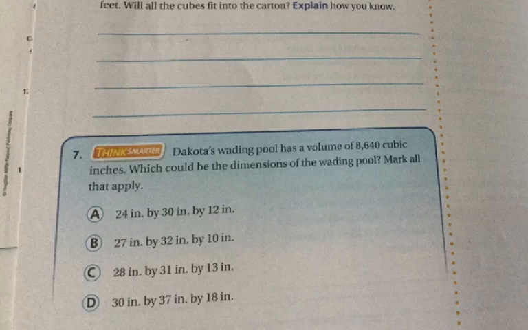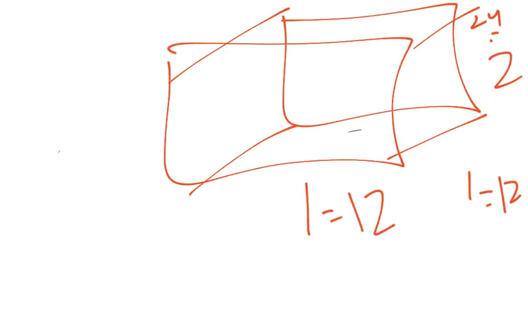Dakota's wading pool has a volume of 8,640 cubic inches. Which of the dimensions could that be? So basically it's asking which of these will equal 8,640. And it says mark all that apply, so I have to try all of them. So let's try the first one, 24 by 30 by 12.